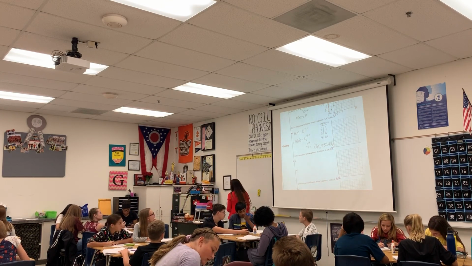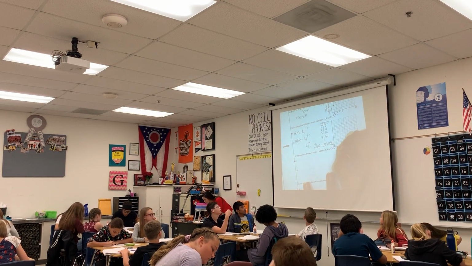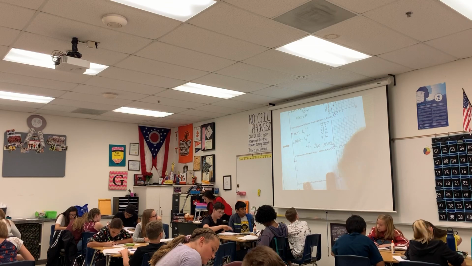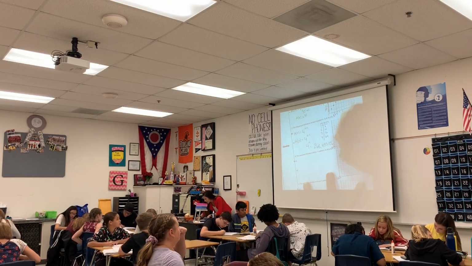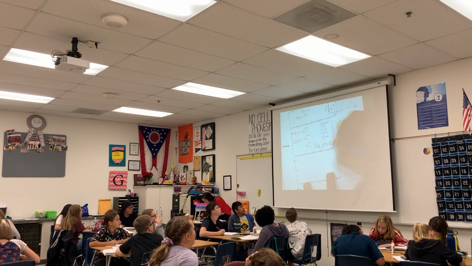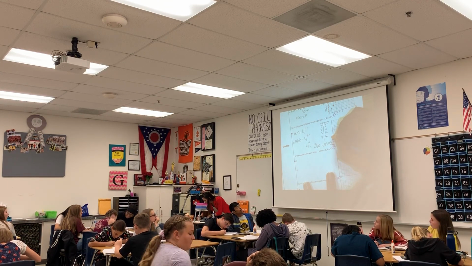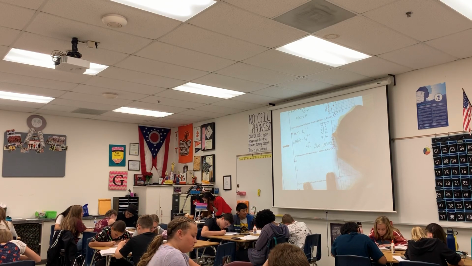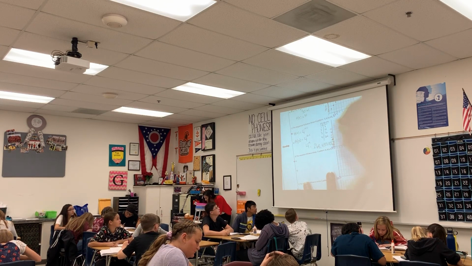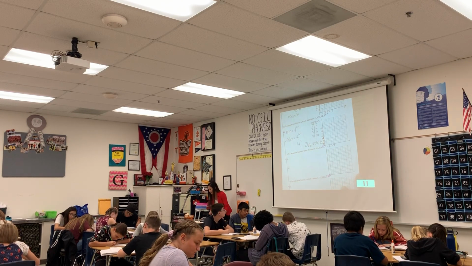Alright, let's graph this. So for our graph, we're going to do 0, 1, 2, 3, 4. And then on your y, I'm going to go by tens. So 10, and then I skip a line, 20, 30, 40. I counted by tens. If you count by fours, I'm fine with that too. Once you have your scales drawn, go ahead and graph.